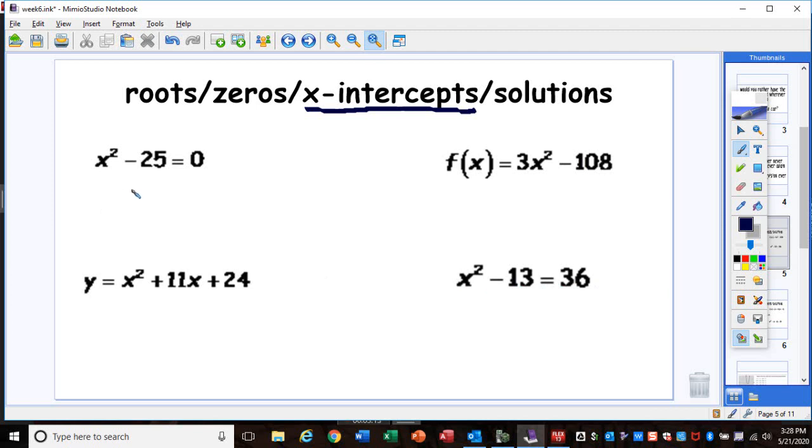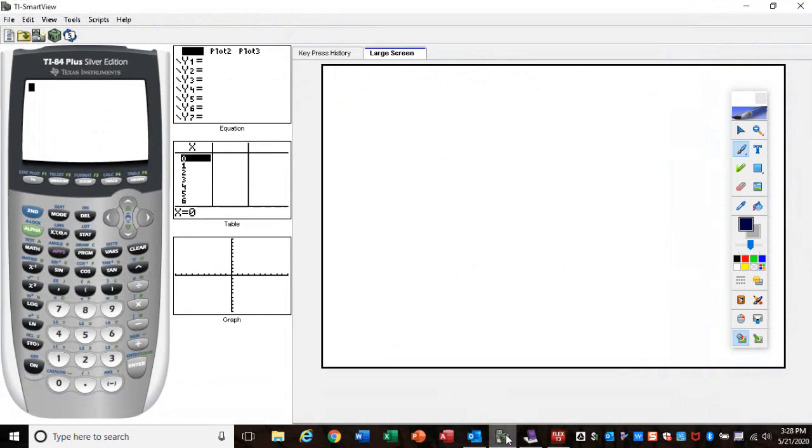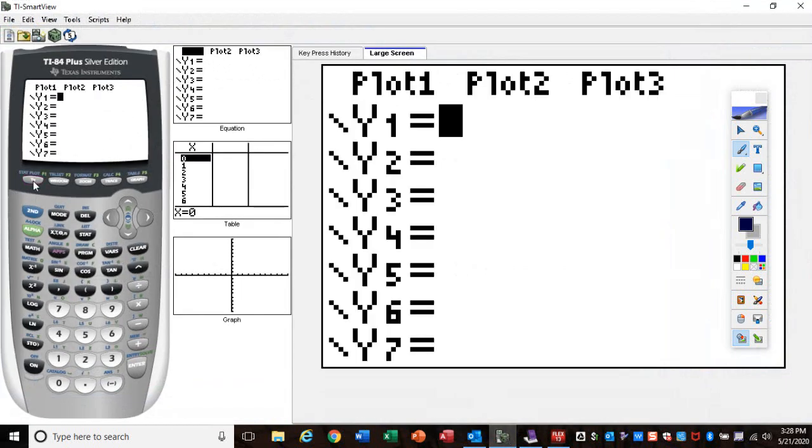Now, what you do is you go to your graphing calculator. I'm going to switch over. It's x squared minus 25 is what we're going to put in. Where it says 0, that's the y. Y and 0 are interchangeable. So we're going to go to our graphing calculator, go to y equals, and type in x squared minus 25. And what we want to do now is just hit the graph key.